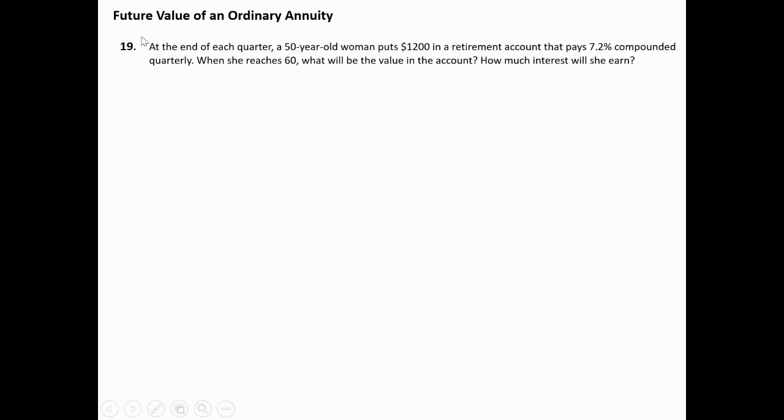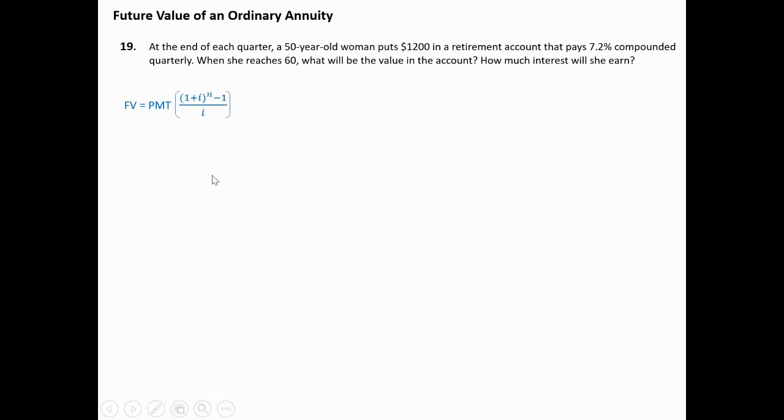Now, let's try number 19. The future value of an ordinary annuity is used to set up accounts to see how much money you can have after a certain amount of time. For example, at the end of each quarter, a 50-year-old woman puts $1,200 in a retirement account that pays 7.2% compounded quarterly. Again, this is not something at the moment, maybe something from the 80s or 90s. When she reaches 60, what will be the value in the account? How much interest will she earn?